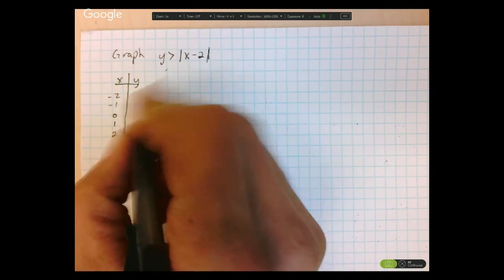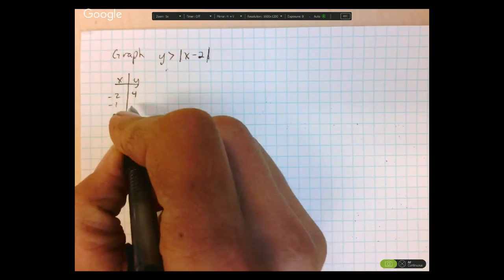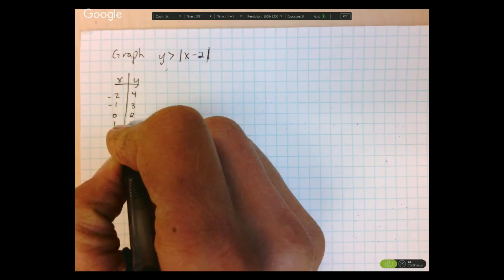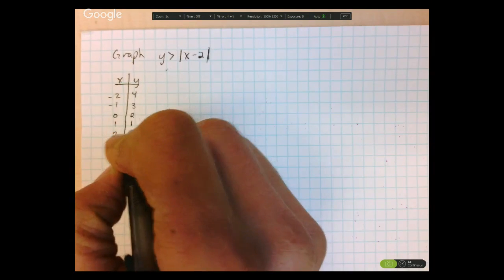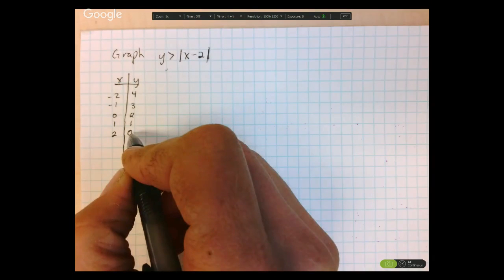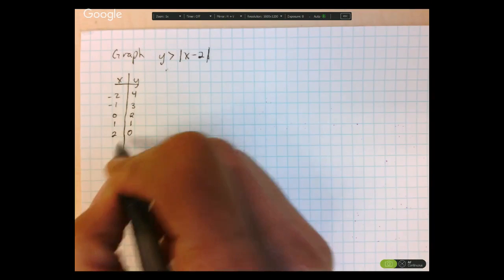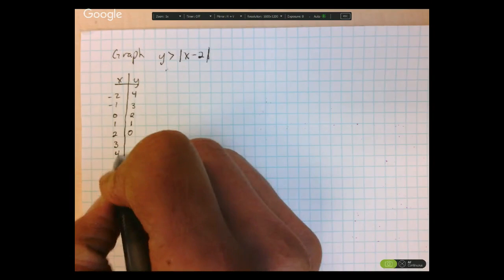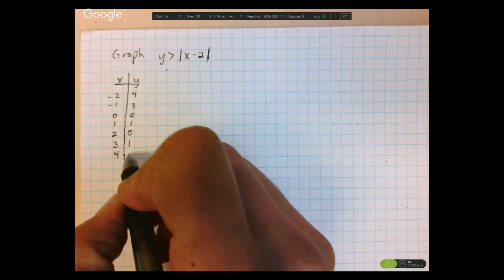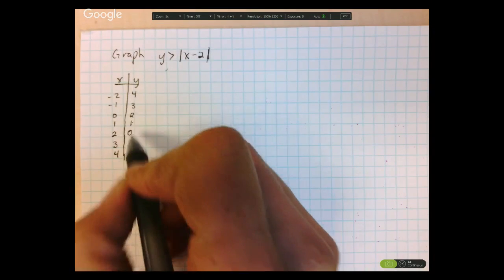-2 minus 2, absolute value, is 4, 3, 2, 1, 0. And I don't see any symmetry here. I want these numbers to start repeating. So I need to go farther. 3 minus 2 is 1, 2, and I can see they start repeating.